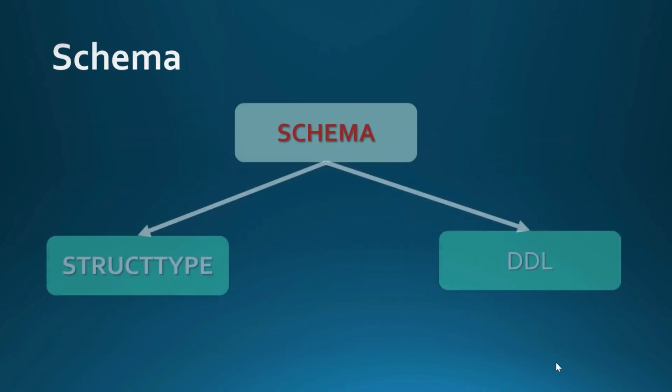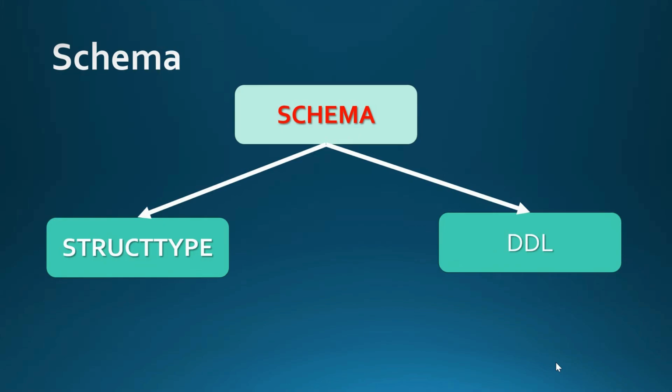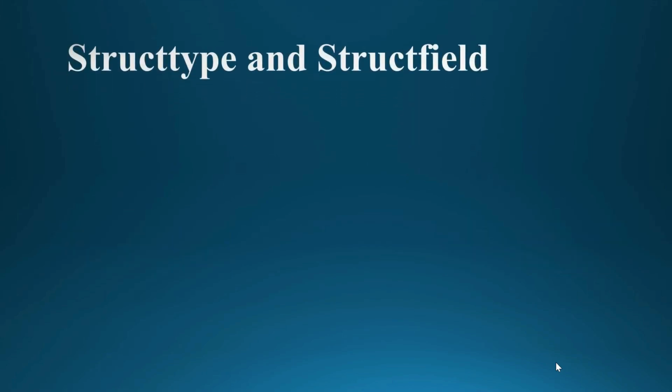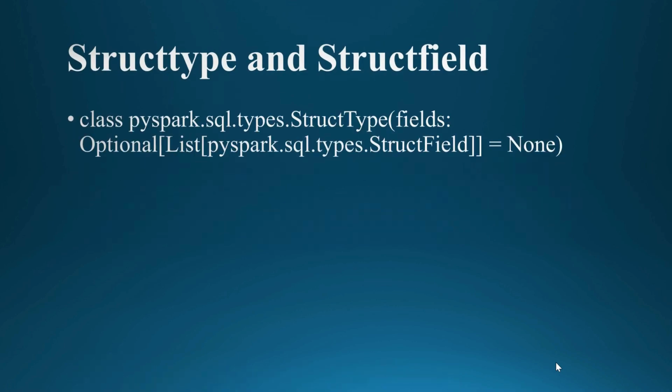So what is a schema? Schema has two types. One is the struct type and the second is the DDL type. So in both ways you can define a schema. In struct type, you can mention your struct field. In that struct field there is a class called struct type, and inside that you mention your struct field. So struct type is a combination of all the struct fields which are present in the data frame, and it is mentioned inside a list.